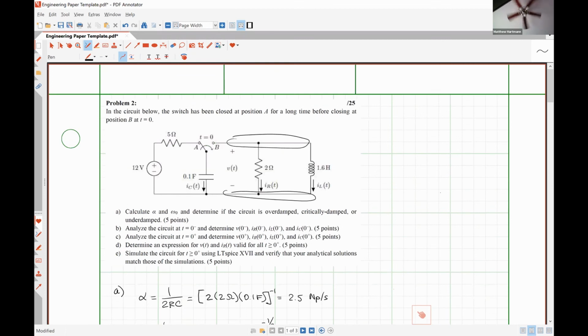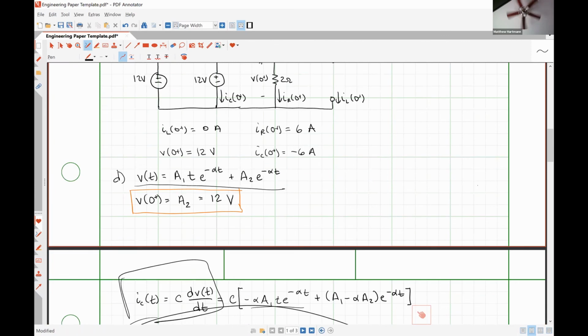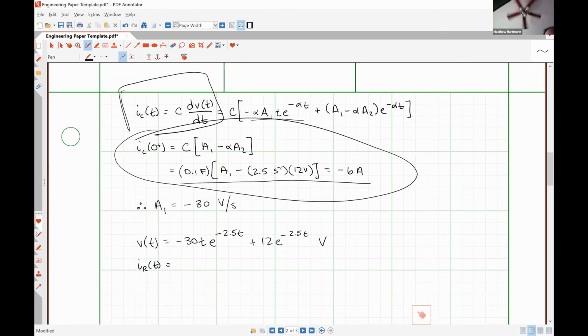So this is a parallel RLC circuit. When the switch is closed, the voltage drop over the capacitor and the voltage drop over the resistor represent the same quantity. True or false? True. Okay. So if we know the voltage drop over the resistor, how can we find the current through the resistor? Divide the voltage drop by the resistor. Yeah, just use Ohm's law. Absolutely right. So IR of t is just going to be V of t divided by 2 ohms.